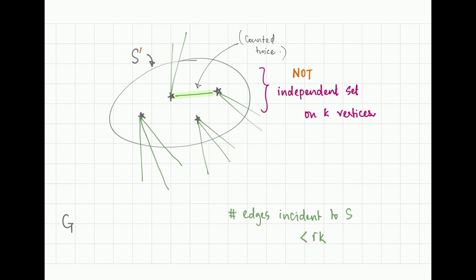On the other hand, if there is an edge that sits completely inside this set, then I do have to adjust for it. And therefore, in this sort of a setting, the number of edges covered by this set is strictly less than RK. Why am I telling you all this?